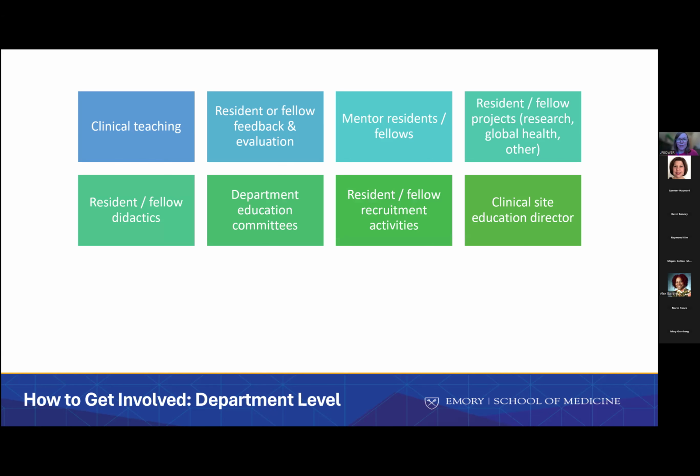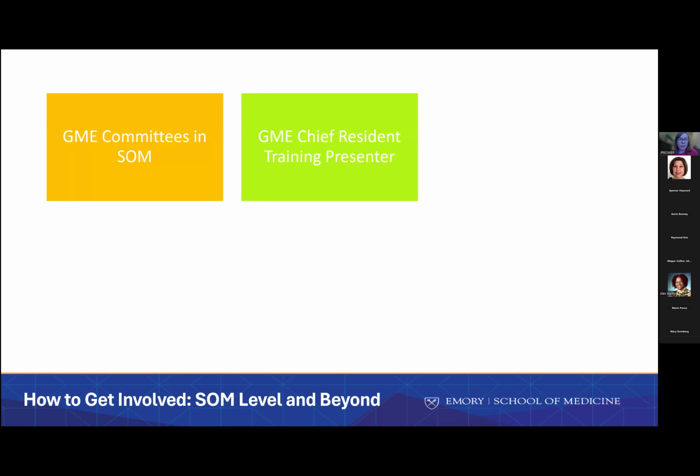There's interviewing and recruitment activities, which are starting or happening now and continuing on through the end of the winter. You could also be a site director for your clinical site and engaged in the education space in that way. And then, of course, serving as a residency fellowship director or an associate program director are some of the many ways at the department level you could be involved. Beyond the department, there's things at the School of Medicine level and beyond that you could also engage in.